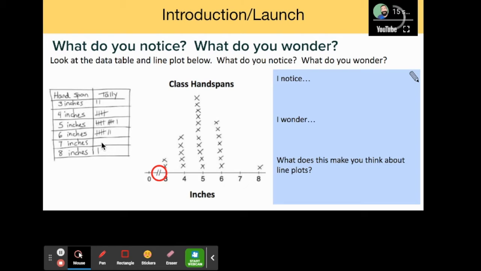The last question is asking us, what does this make us think about line plots? Well, I am thinking that the data that was in the tally chart was directly transferred from the tally chart to the line plot. I am also thinking that each X on the line plot represents one person's handspan. What do you think? Do we have some similar noticings and wonderings?